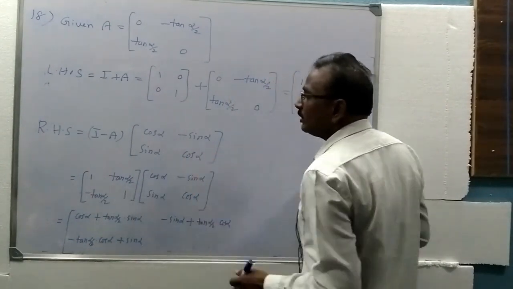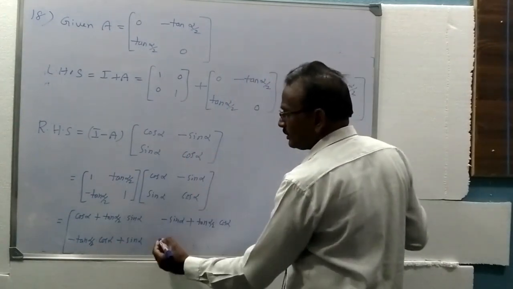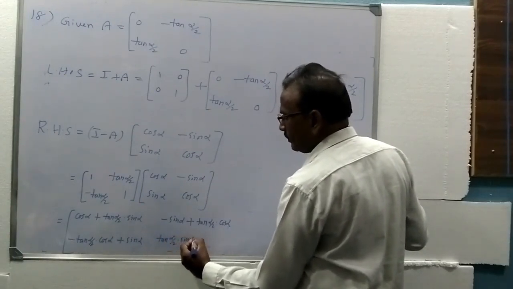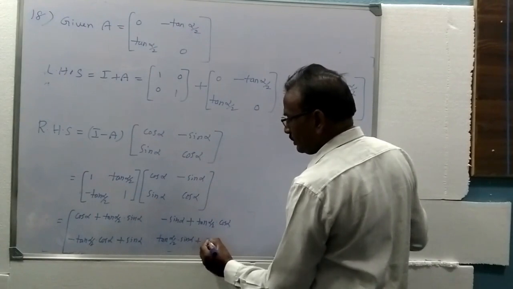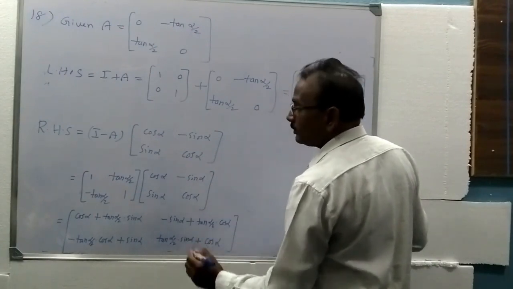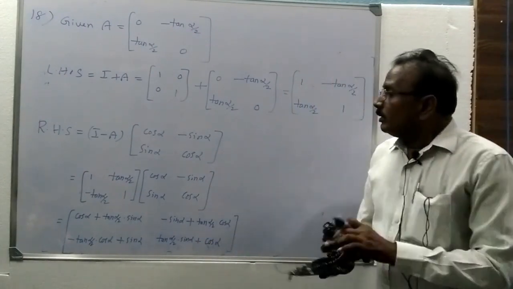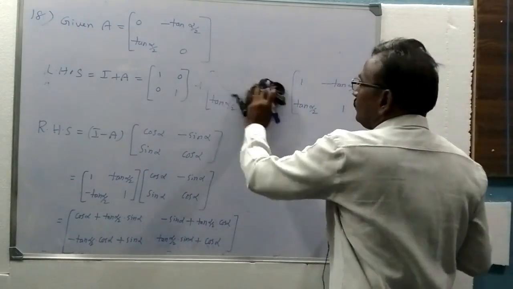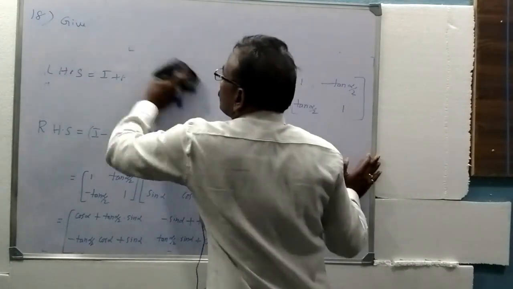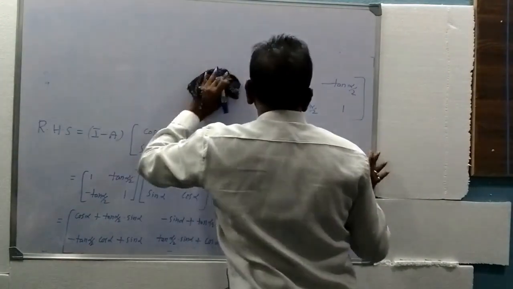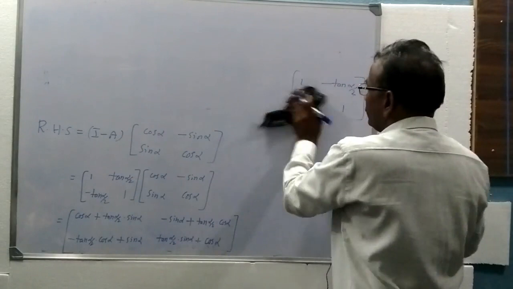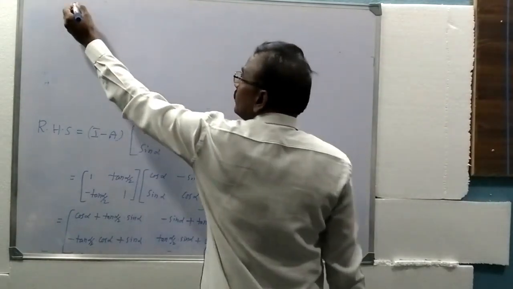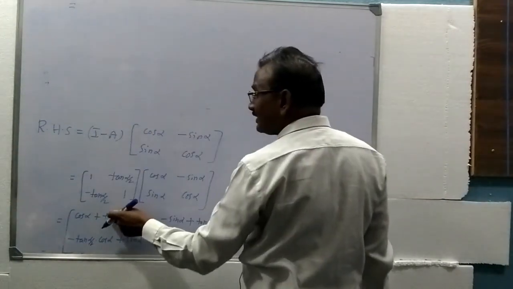Second row, second column: minus into minus plus, so tan alpha by 2 into sin alpha plus 1 into cos alpha is cos alpha. So this is after multiplication. Next, LHS new. Next, write in terms of sin and cos.